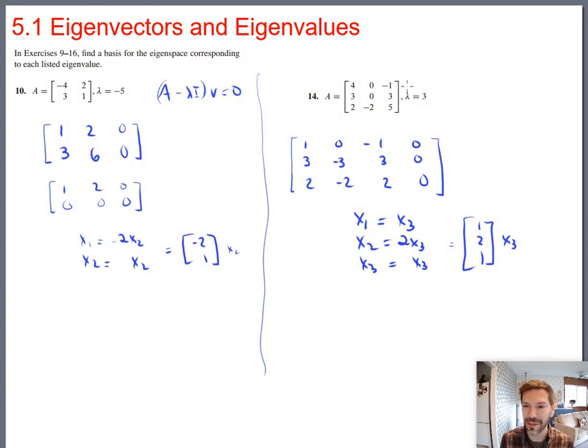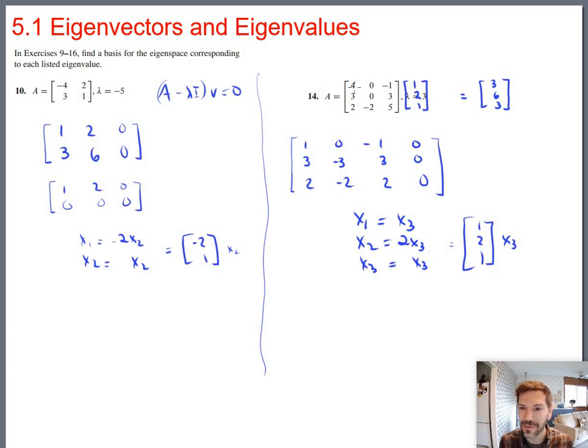And again, it should be that if I multiply A by 1, 2, 1, that I would produce 3 times that. So I'd get 3, 6, 3. And keep in mind, any multiple of 1, 2, 1 also works here. So if I had done 2, 4, 2, I should have gotten 3 times that out, so 6, 12, 6. But anyway, you can just double check it with 1, 2, 1.